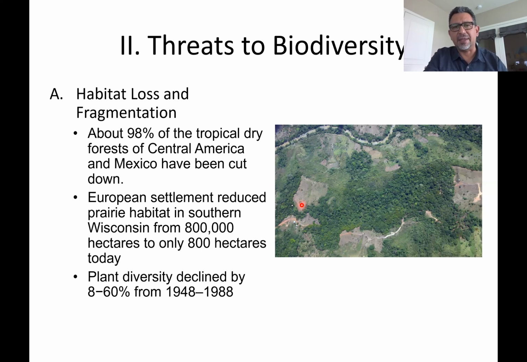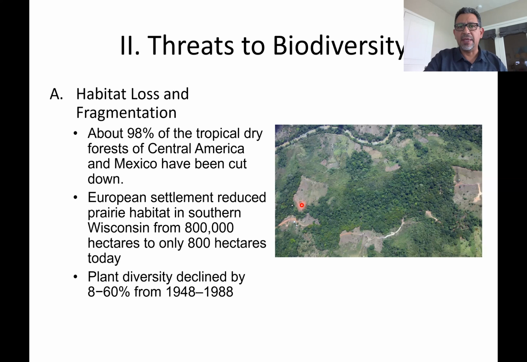Most of it has been cleared, as I said before, for agricultural purposes, the planting of crops on which we obviously depend. Plant diversity in Wisconsin declined by 8 to 60% from 1948 to 1988. So as you can see, the problem of habitat loss is not one that happens just in remote parts of this planet. It's happening here in our own country, and it continues to happen at seemingly ever increasing rates.